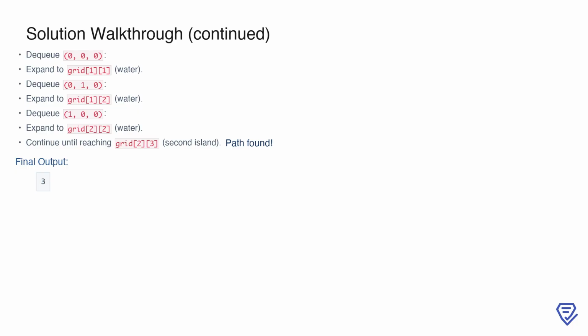Finally, as we expand further, we reach grid[2][3], which belongs to the second island. This indicates that the shortest path has been found, and the total distance is 3. The final output for this example is therefore 3.